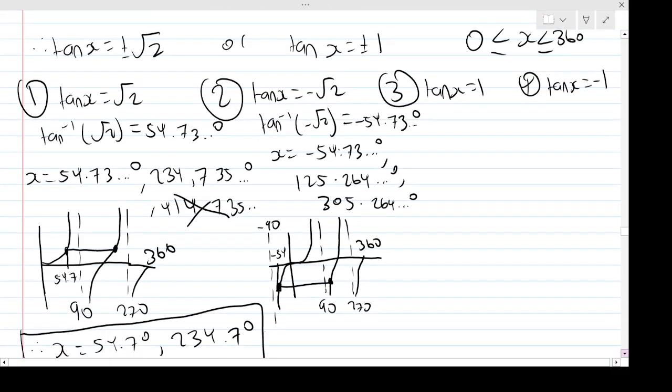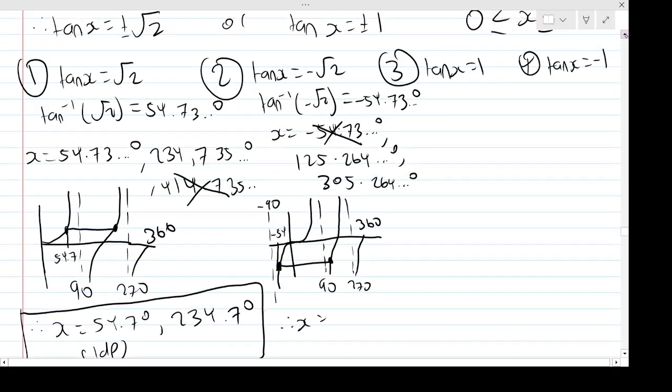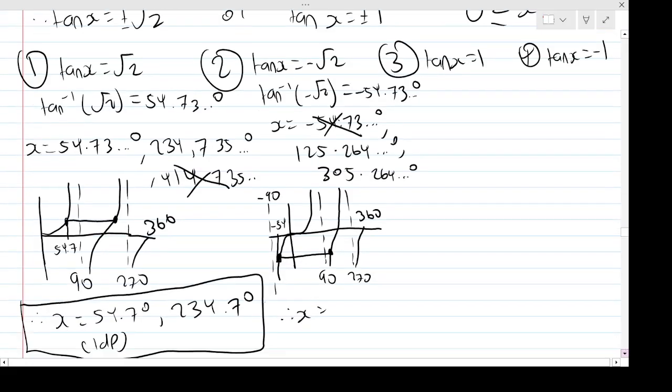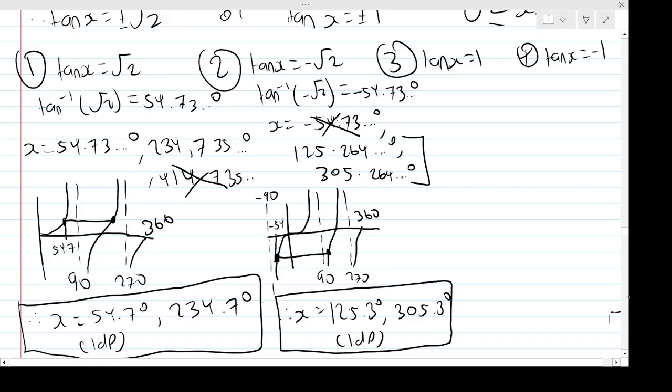So overall then, from here, x is either minus 54, well, this would be rejected as well. Minus 54 is negative. It also has to be above 0, so no negative numbers either. So our two solutions are either 125.3 or 305.3, to one decimal place. There we are.